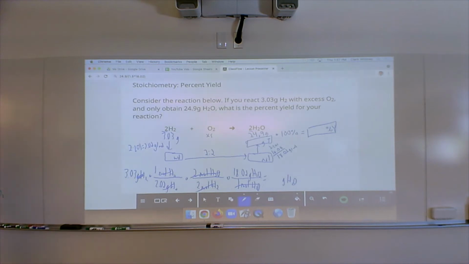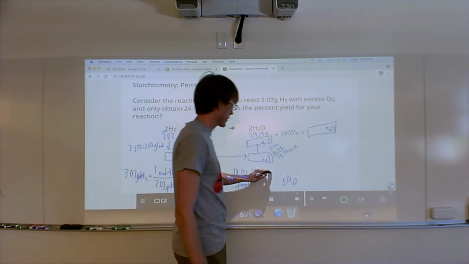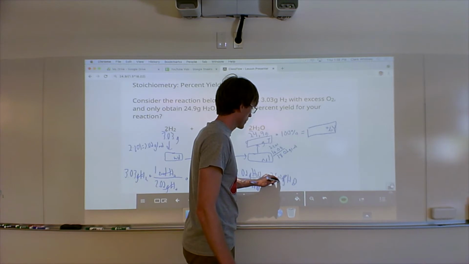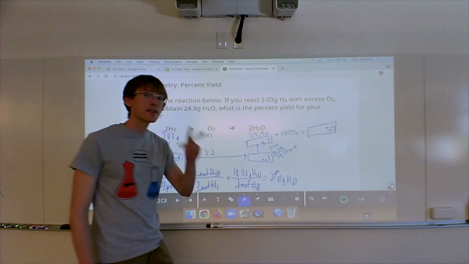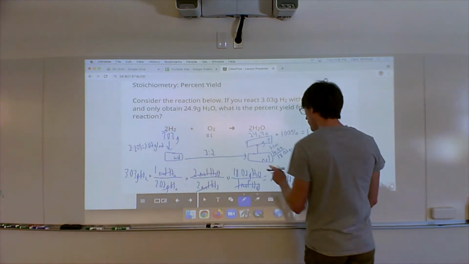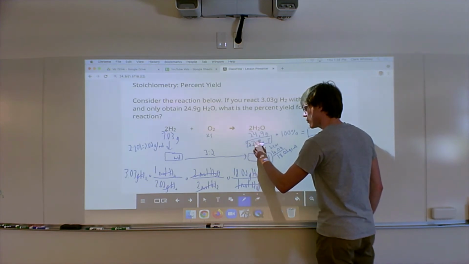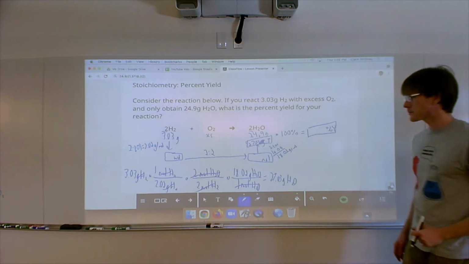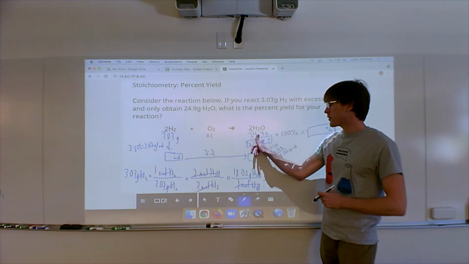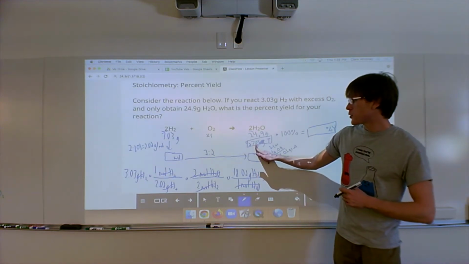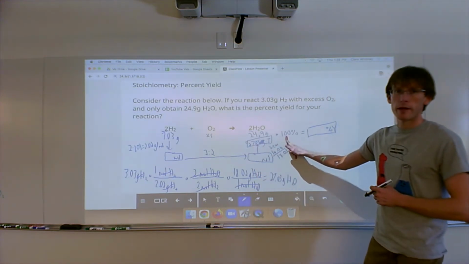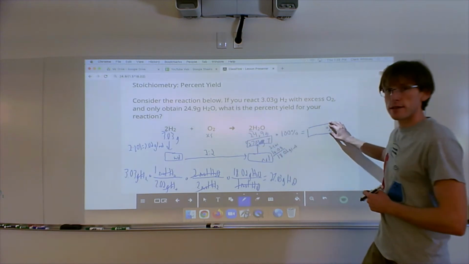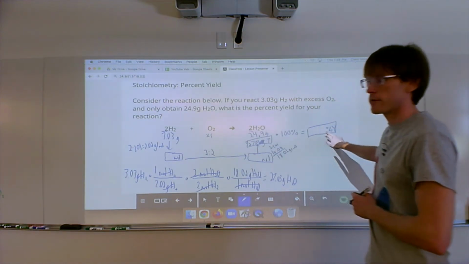We have 1.5 moles of water, which is going to be 27.03 grams. And that is our theoretical yield. So I'm going to put that here. 27.03 grams is our theoretical yield. Now, if I have 24.9 grams and I divide it by 27.03 and multiply it by 100%, that is what gives us our percent yield.